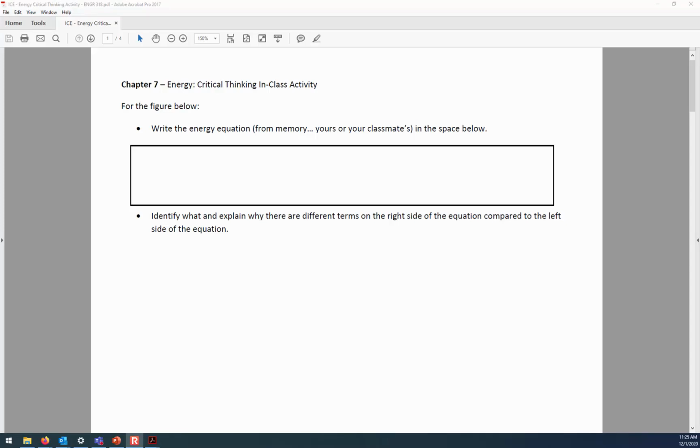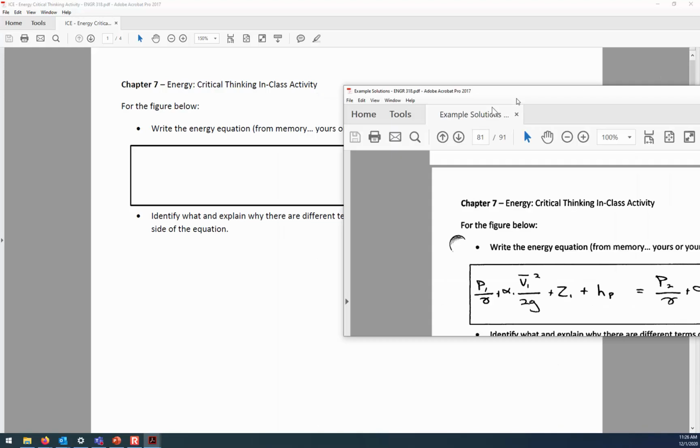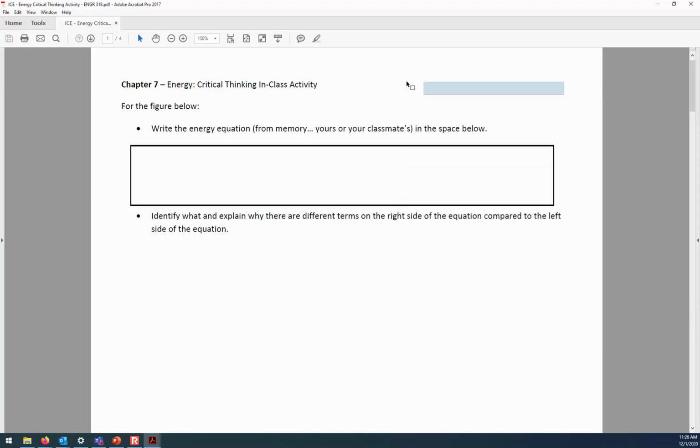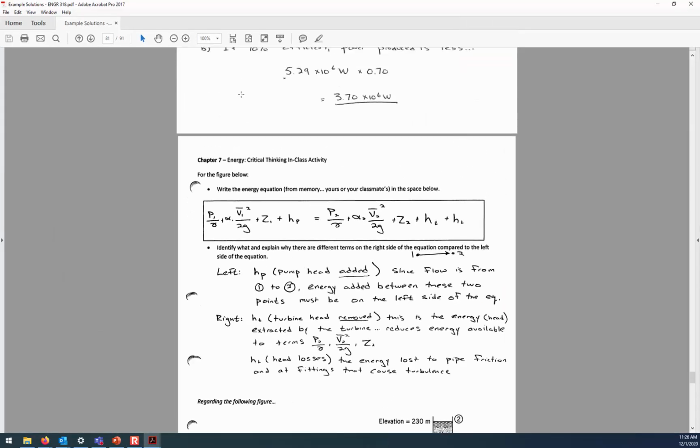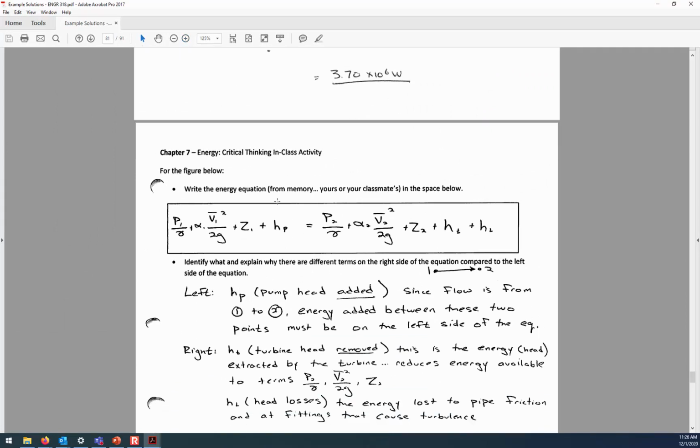All right, so let me bring this up. Of course, the energy equation has the pressure head term, the elevation head term, and the velocity head term. And the difference between that and the Bernoulli equation is that on the left-hand side we also have the pump head term, and what that accounts for is the energy that's added between location 1 and location 2. And remember that in this case water flows from 1 towards 2.